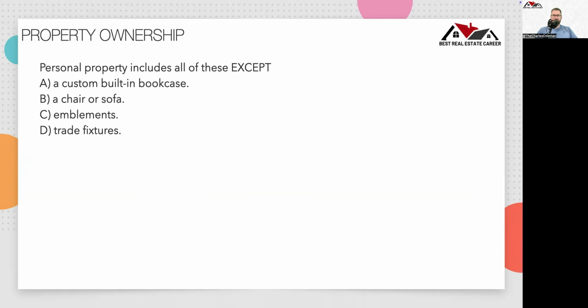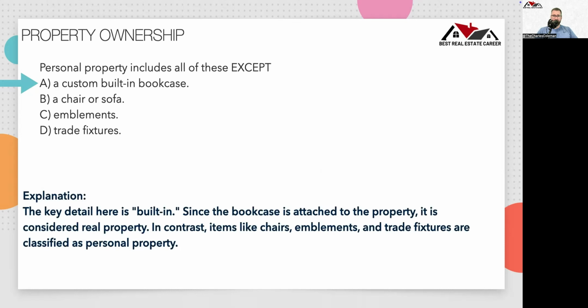Personal property includes all of these except a custom built-in bookcase. The key detail here is built-in. Since the bookcase is attached to the property, it is considered real property. In contrast, items like chairs, implements, and trade fixtures are classified as personal property.